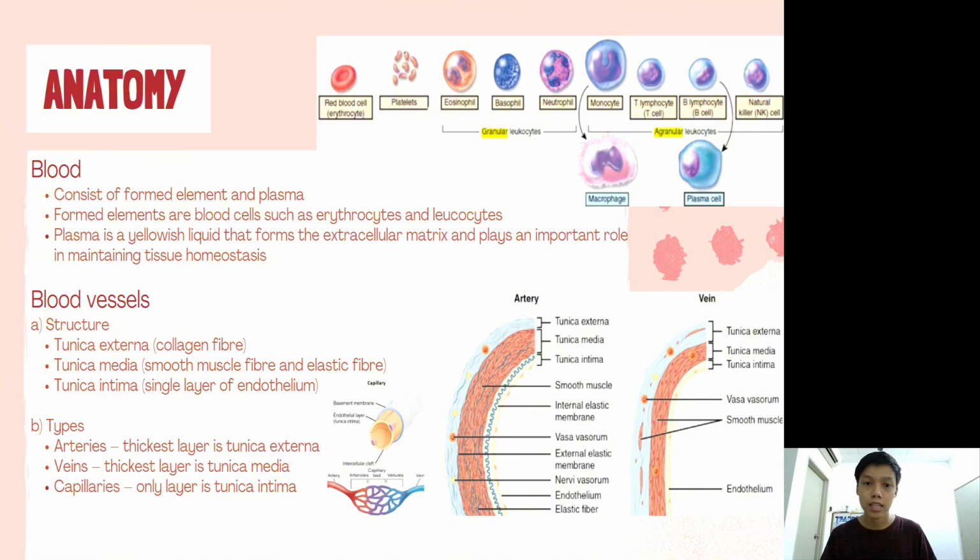The form elements are the blood cells, such as erythrocytes and leukocytes, we can see in this image here. And the plasma is a yellowish liquid that holds all the blood cells together. And it also plays an important role in maintaining tissue homeostasis. So what are the examples of blood cells found inside the plasma? So first we can see the erythrocyte or red blood cell. We know it is used to transport oxygen.